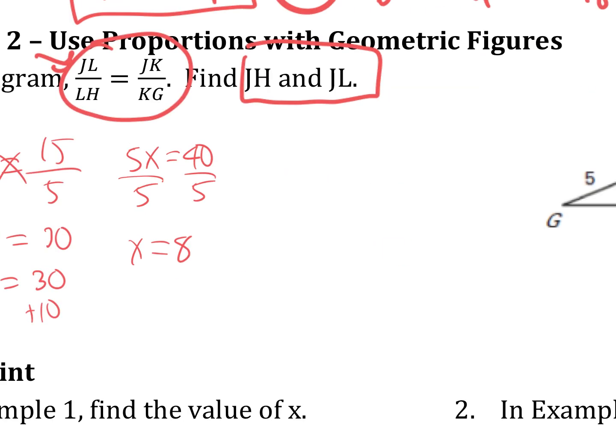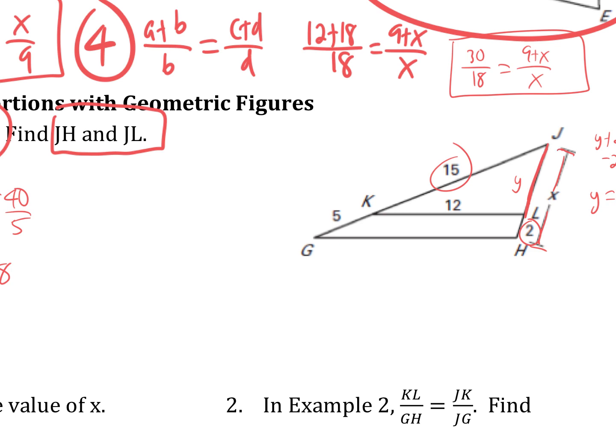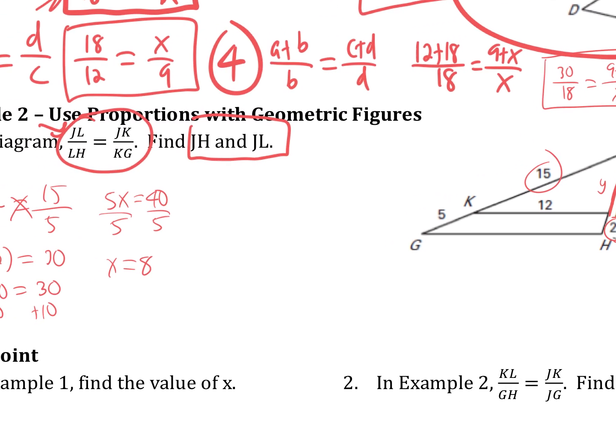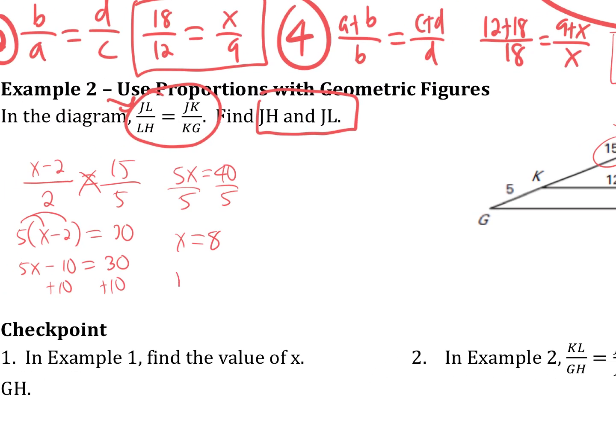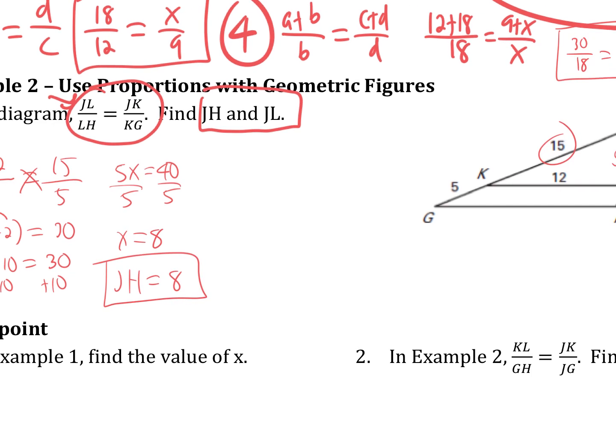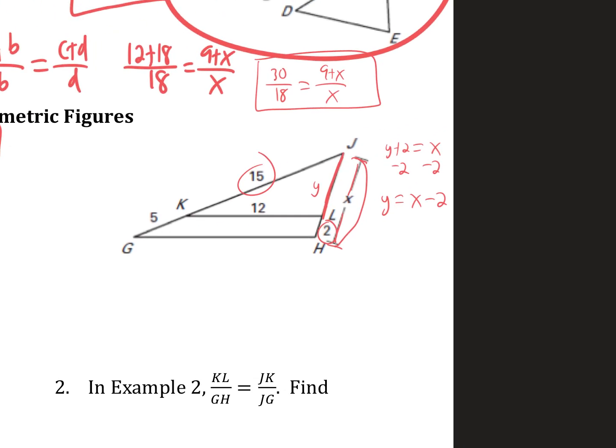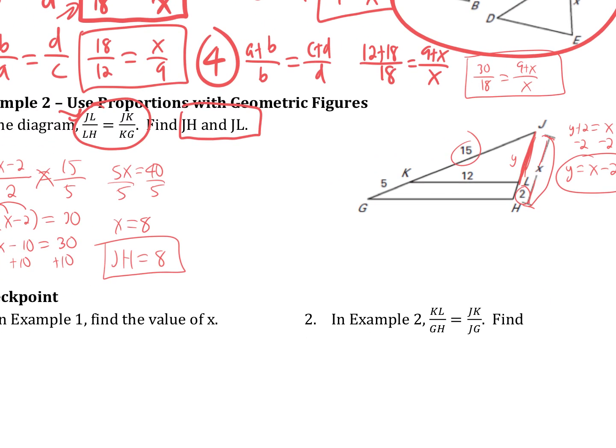Now what was X? Well, X was this entire length right here, right? So we know that JH, we're looking for JH? We are. We know JH is going to equal 8. We just solved for that. What is JL? Let's see what JL is. Well, JL is this part right here, which we talked about, which is actually Y, which is X minus 2, right? So Y equals, well, X is 8, so 8 minus 2 is 6. So we know that JL is going to equal 6. And there's our answers, okay?